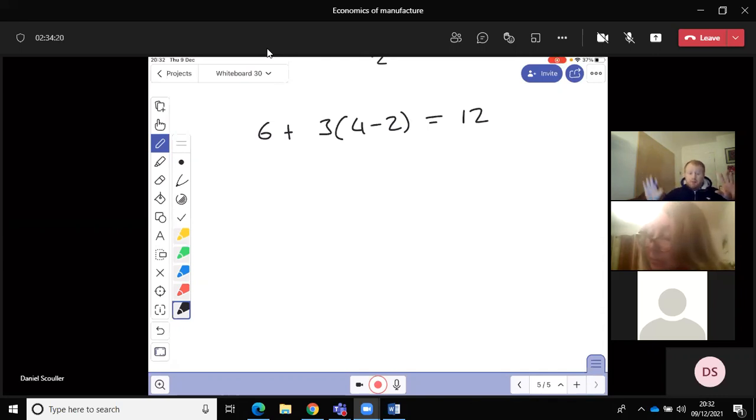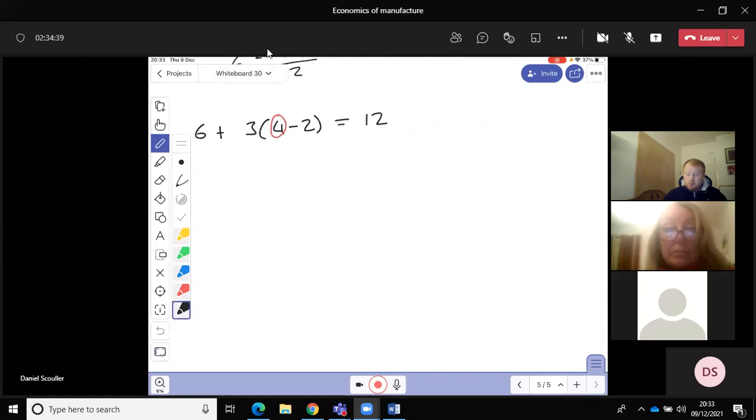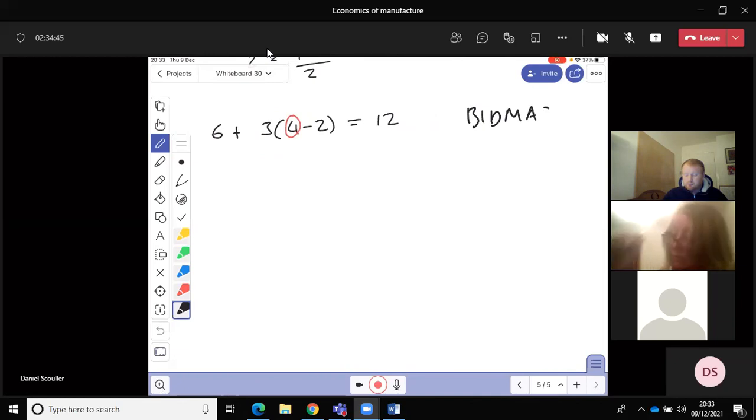So we want to start moving numbers across, and we want to leave on the left hand side just the number 4. So we want to move everything else in that equation over to the right hand side, and just leave on the left hand side that number 4. Okay, let's write out our BIDMAS again, and then just start working through it.